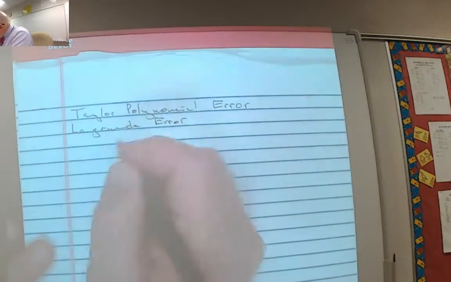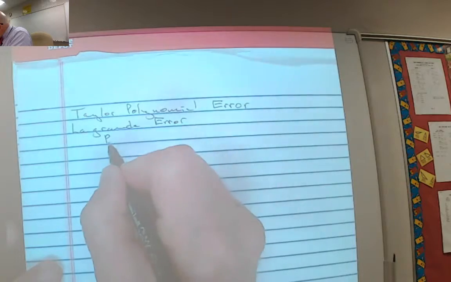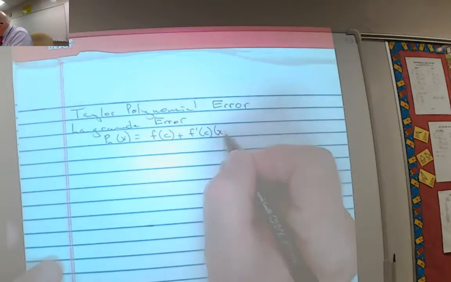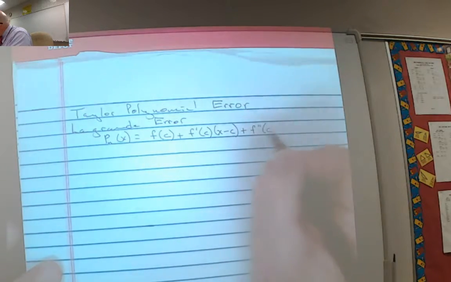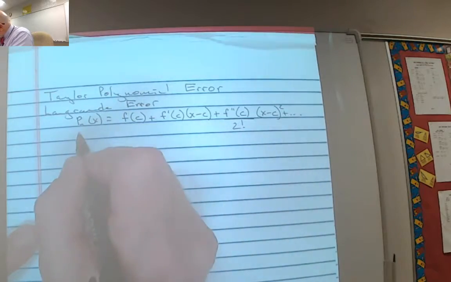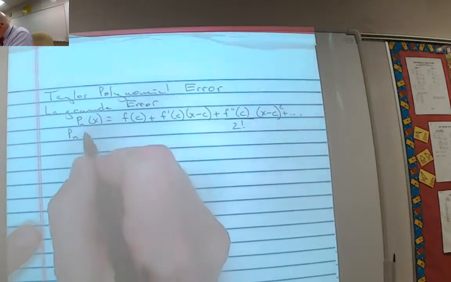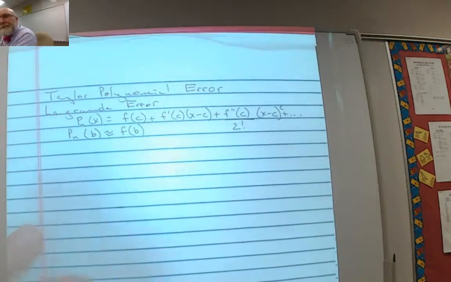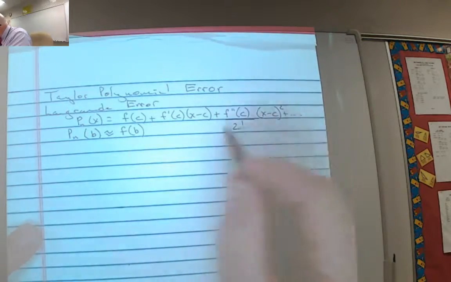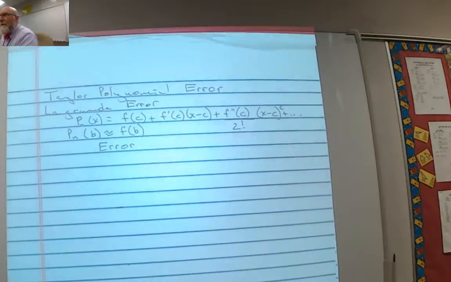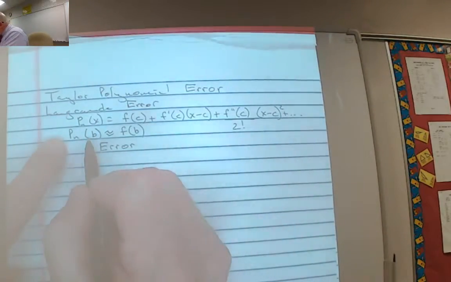All right? So you have a polynomial, and the polynomial is defined like this: f of c plus f prime of c times x minus c, and then plus f double prime of c divided by 2 factorial, x minus c squared, plus dot, dot, dot. And you have this function, and you're going to plug a value in here. Let's call it b. And it's approximately going to be f of b. Because this goes on to infinity, and you're going to use a finite number of terms, there's going to be an error, a difference between this and the actual number.